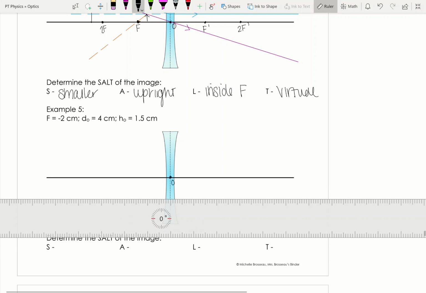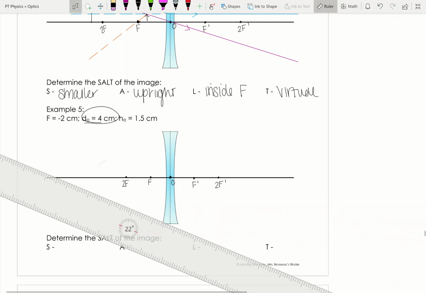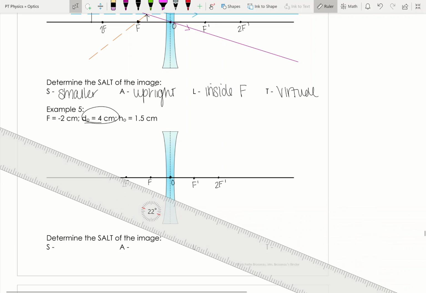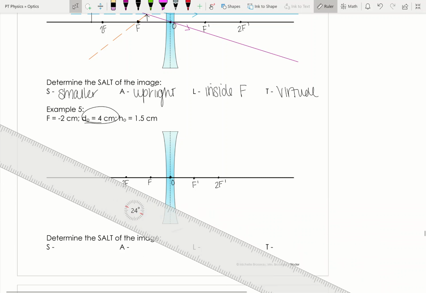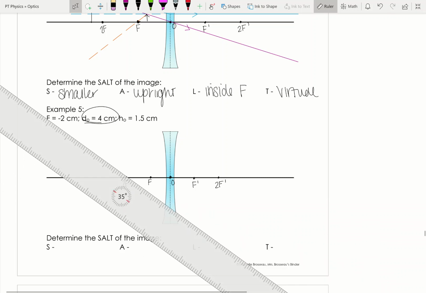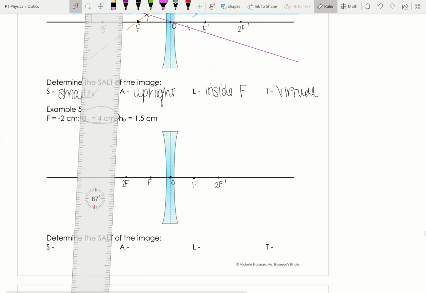O, always in the center. This time F is only 2 centimeters. 3, 4. That is also where my object is located. You'll notice DO is 4. So that's where 2F is. My image is 1.5 centimeters high. Why can't I just get this to work every time?